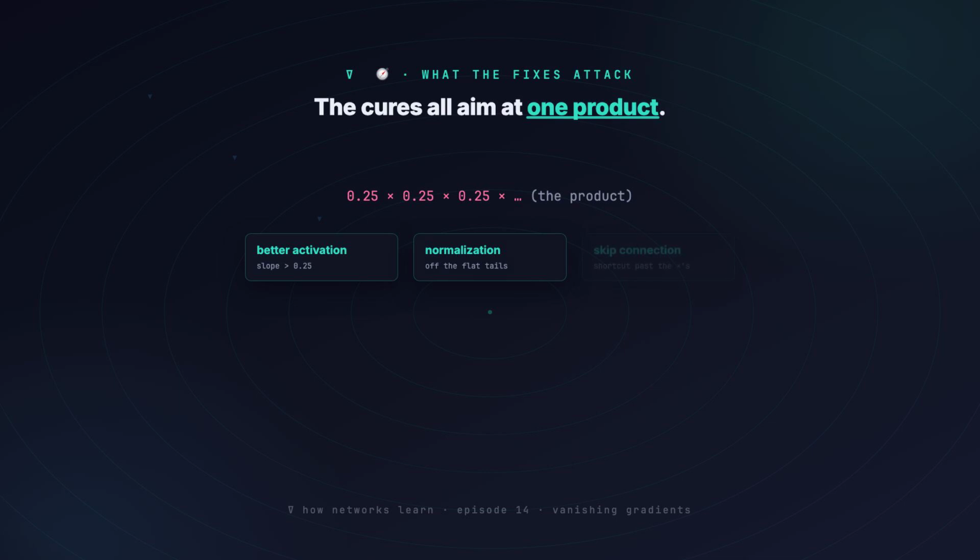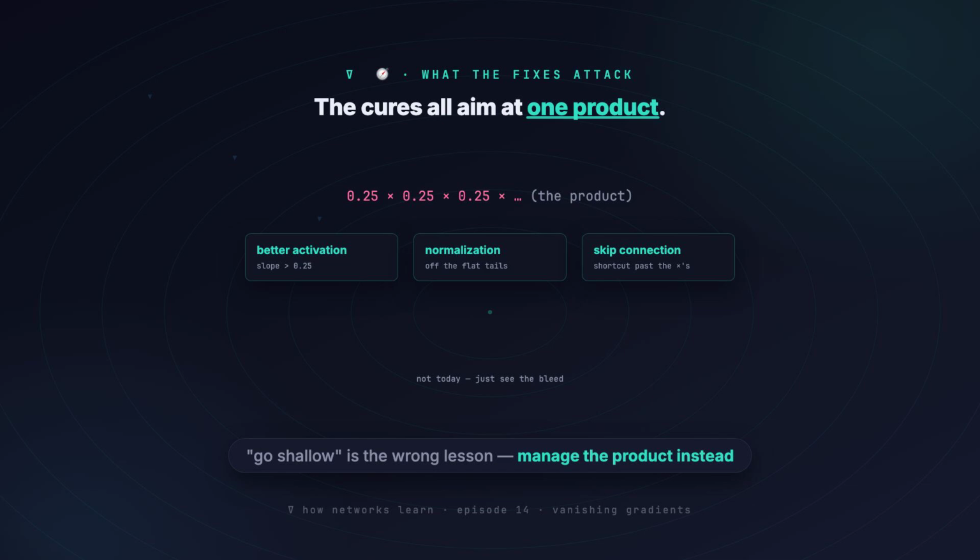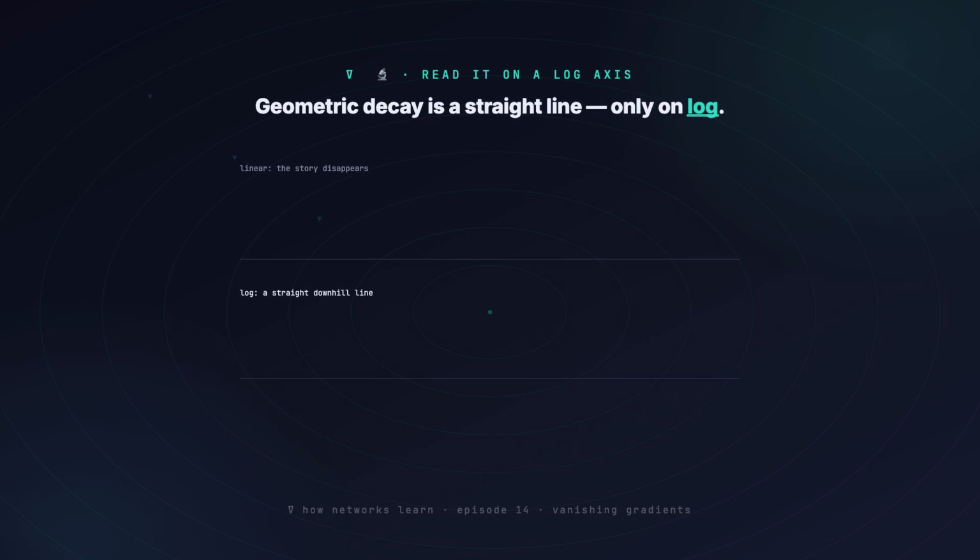All of them attack this exact product. We're not going to apply them today. Today, we just need you to see the bleed precisely on a log scale so that when those fixes show up, you know exactly what they're fixing.